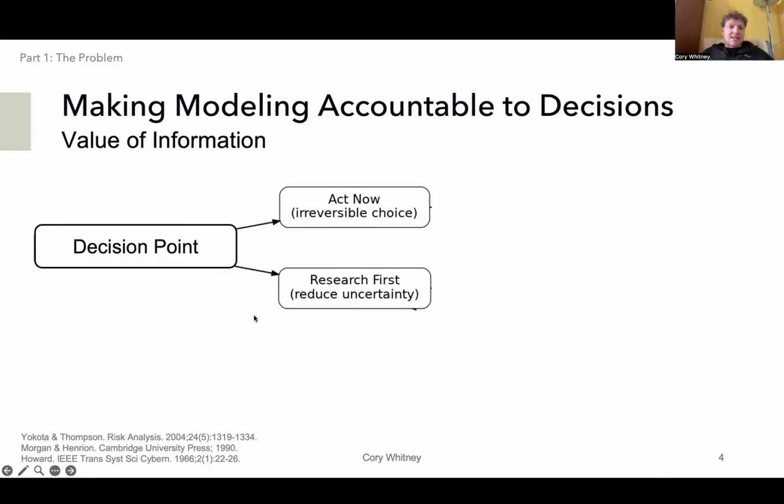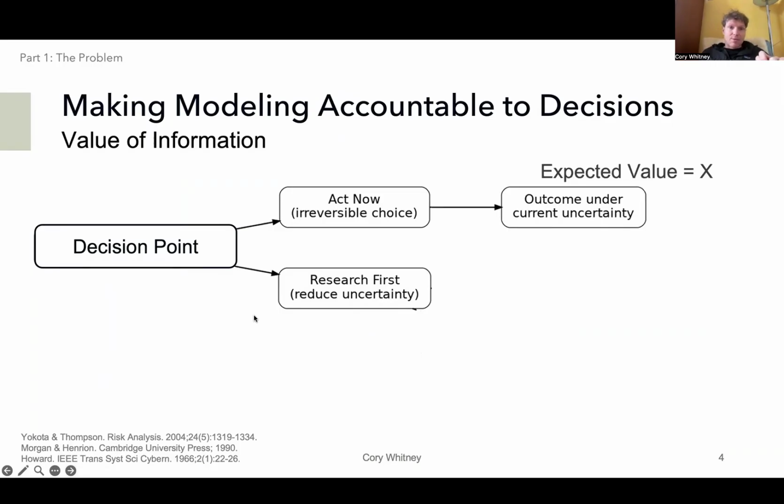So in risk analysis, there's a powerful way to think about this: the value of information. It's a way of making modeling accountable to decisions. And it asks the question, should we act now or should we learn first? If we act now, we get our expected value under current uncertainty. So we could go ahead and we have some kind of distribution related to our expected value. We'll call that X.